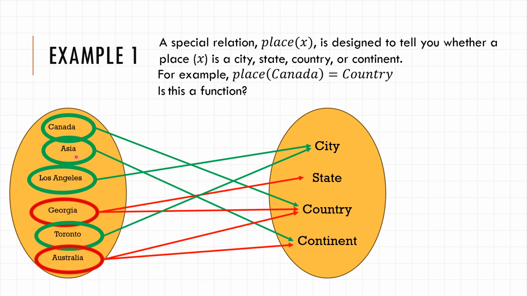But even though you have stuff like Los Angeles and Toronto and both of them point to city, that would not disqualify it from being a function. If you have multiple inputs leading to the same output, that's actually totally fine.